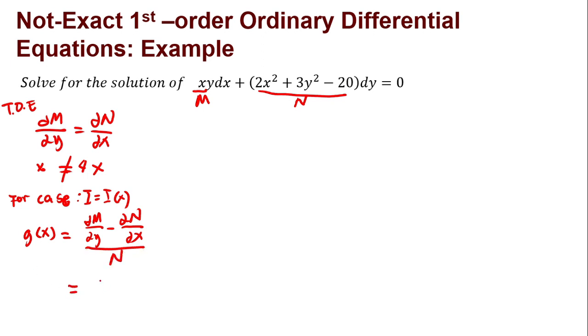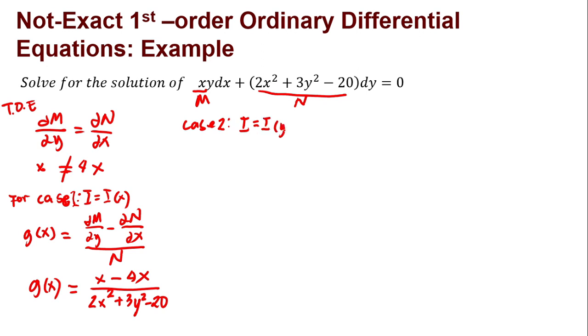So this is x minus 4x, divided by our n, which is 2x squared plus 3y squared minus 20. So this is our g of x. If you notice, it is not purely a function of x, so this does not satisfy case number 1. So we cannot use case number 1. We are going to try case number 2, where our integrating factor is purely a function of y.